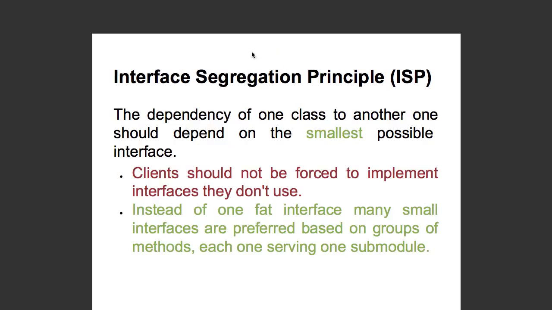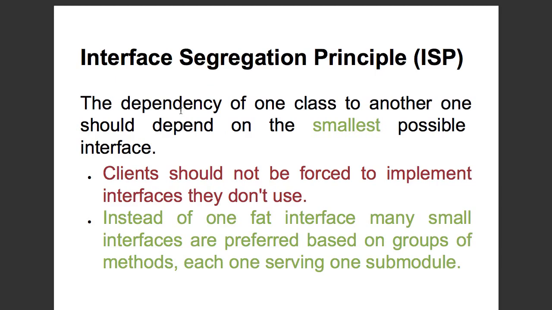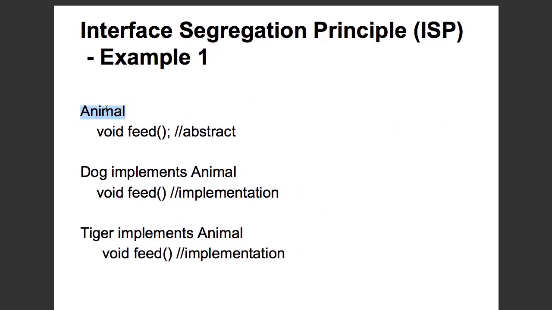The fourth principle we will be talking about is called the interface segregation principle. When two systems or two classes are talking to each other, they should have the smallest possible interface defined. Why is it important? Let's take an example. Let's say I have an animal interface which has an abstract feed method. We are creating two classes, dog and tiger.